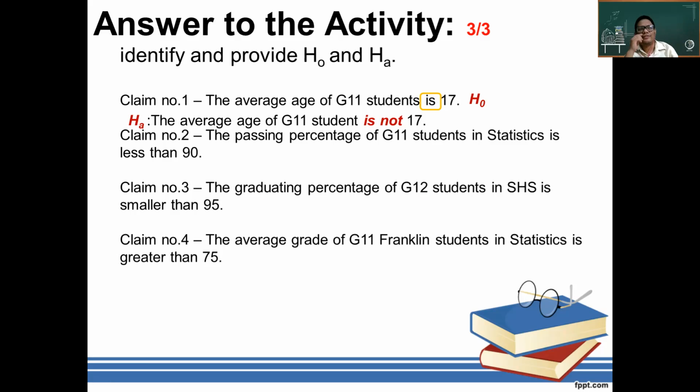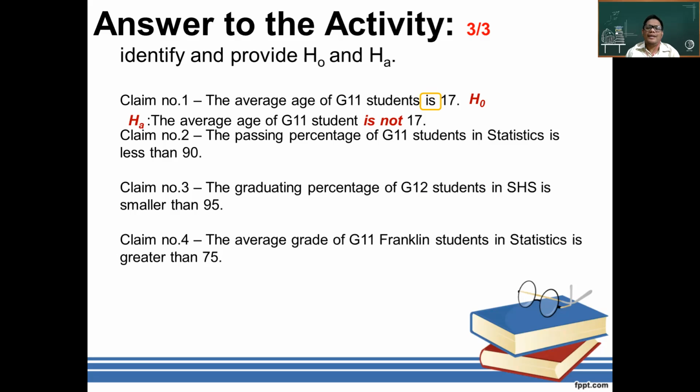Okay, this is only for our introduction. We will have other parameters and key concepts of hypothesis testing in our next topic. So for this one, let's just master the null and the alternative hypothesis. Okay, claim number 2. In claim number 2, the passing percentage of grade 11 students in statistics is less than 90. So it means in 100 students, only fewer than 90 shall pass. More than 10 will fail. So this is one claim, or one assumption, or one prediction.